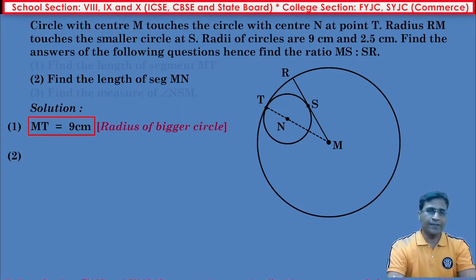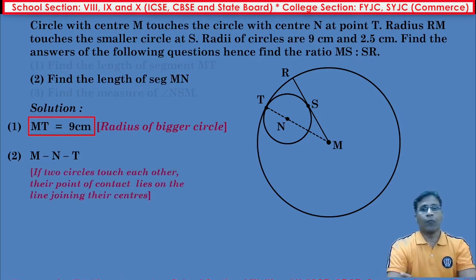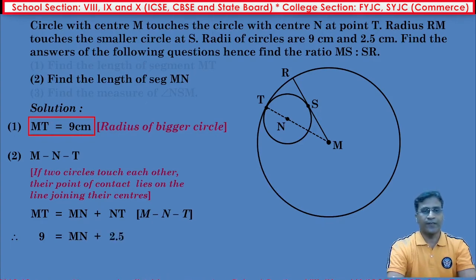In other words, I can say M-N-T. Why? Because if the two circles are touching, then their point of contact lies on the line joining the centers. Now MT is made up of two parts, MN plus TN. M-N-T. Now MT is how much? 9 centimeter. And MN we need to find. But do you know how much NT is? 2.5 centimeter. So therefore MN will become 9 minus 2.5.